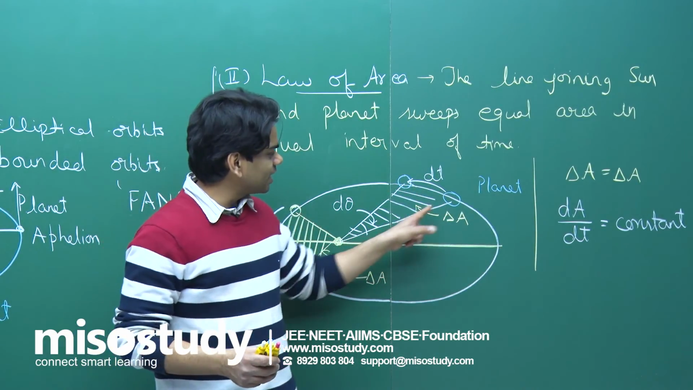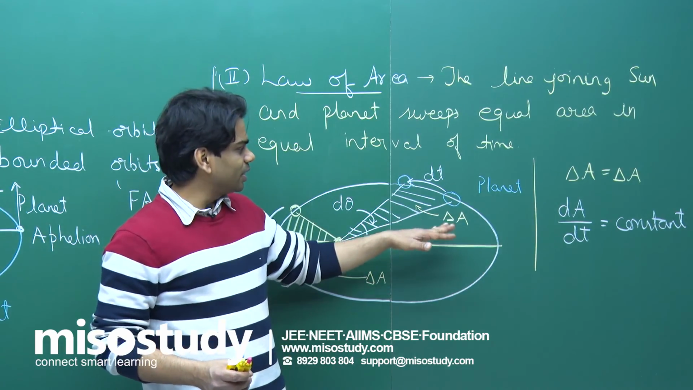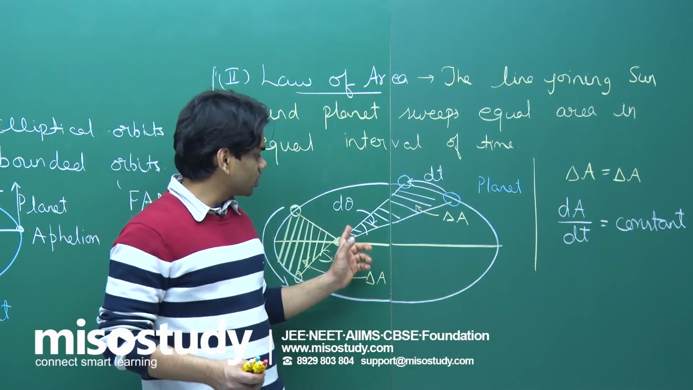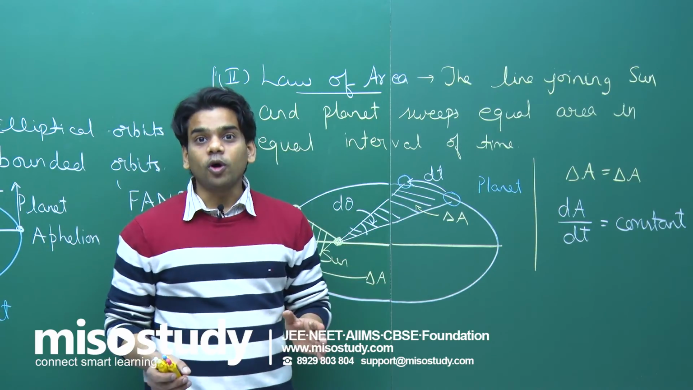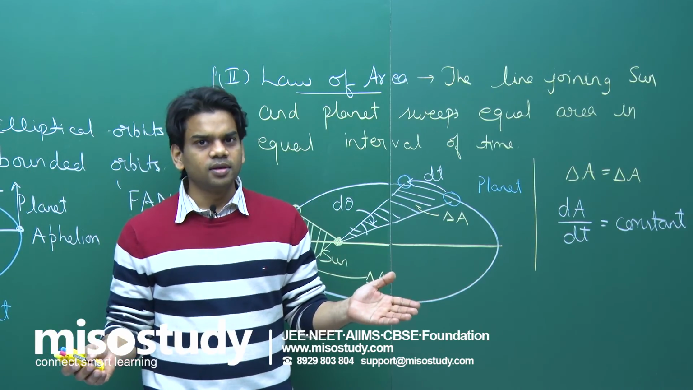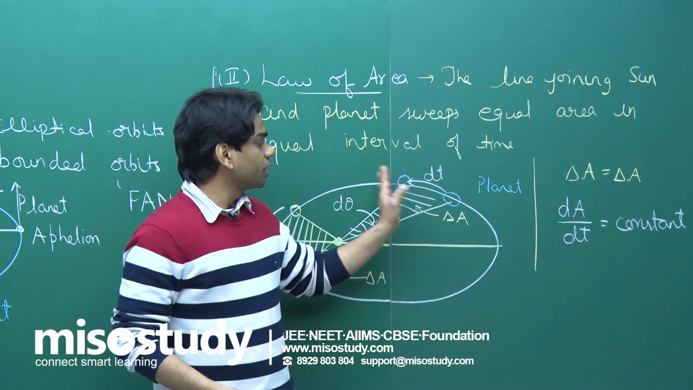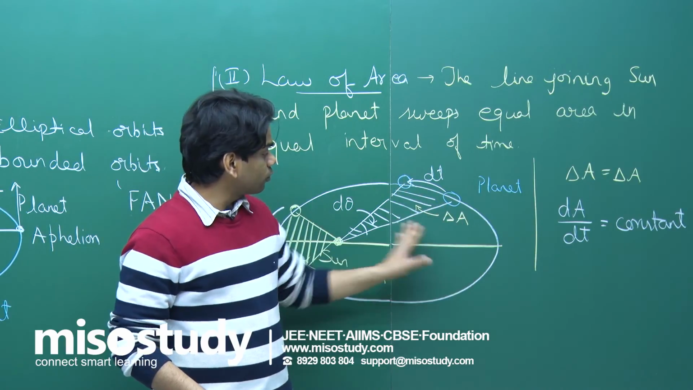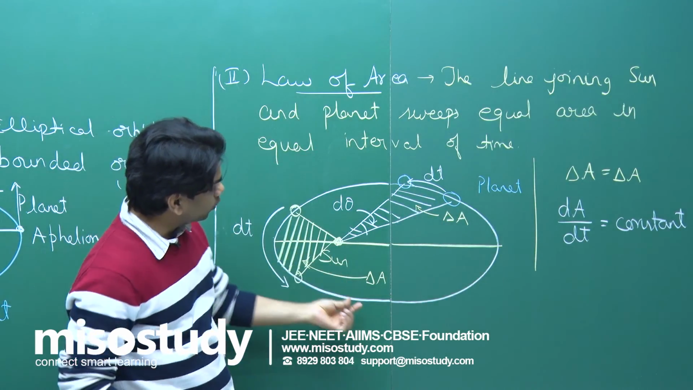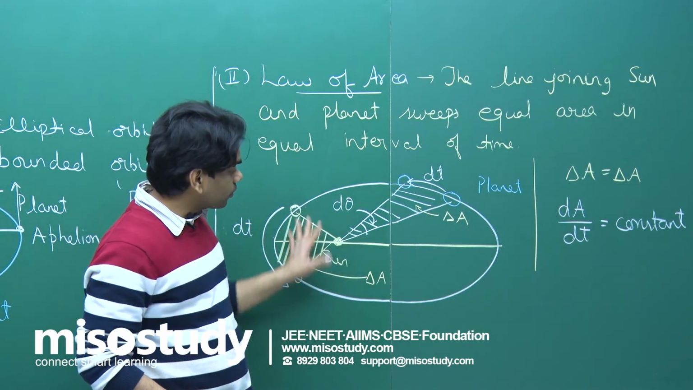Remember, you have to check this line. In some time dt this line has moved here. The area that it has swept, this will be the area. This has to remain constant. If you take a large time interval, let's say 1 month, in 1 month the planet has moved from here to here, and the area swept will be this much area that you can see. In the second motion, let's say the planet has moved from here to here in the next 1 month. The area swept will be the same.